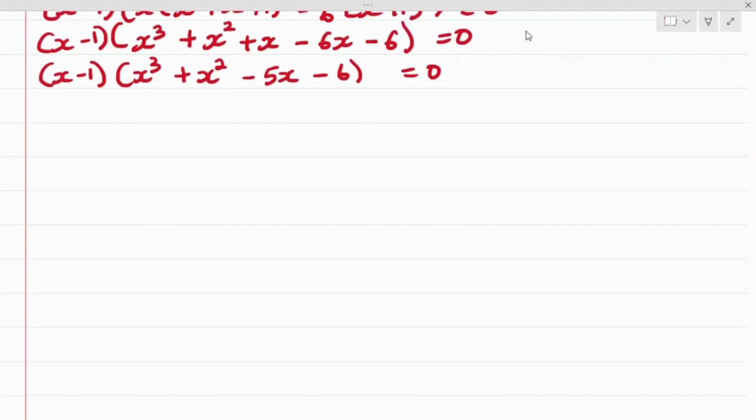Alright, so at this point, we know that 2 is a factor of 6. So we can easily express x squared to be 2x squared minus x squared. And we can easily express negative 5x to be minus 2x minus 3x. We can express it in this format right here, because all of this, we are expressing it as a factor of 6.